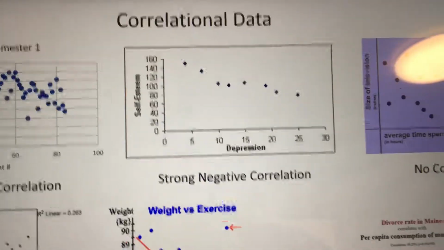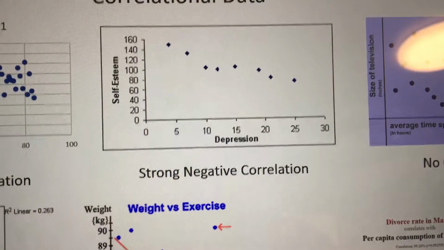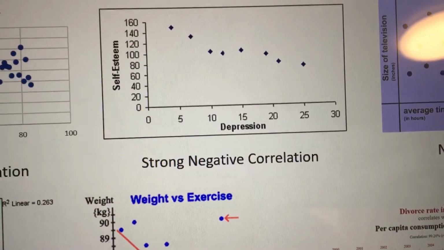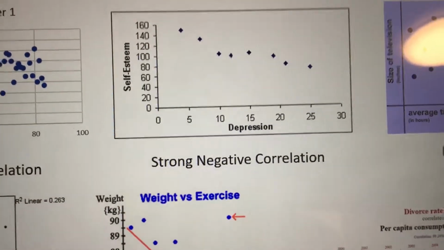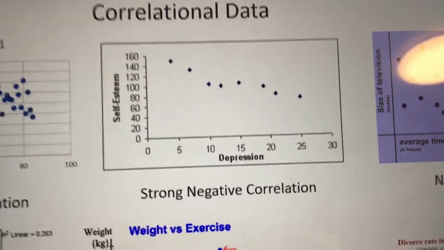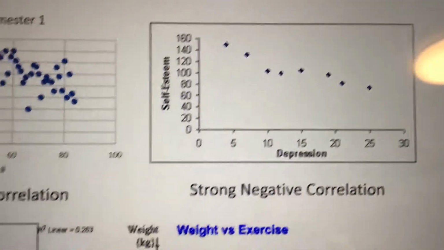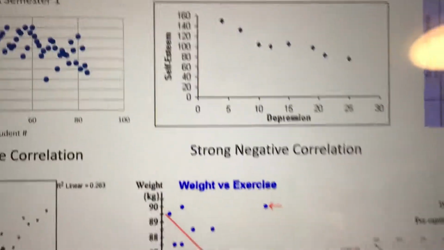For the negative correlations, this one is depression and self-esteem. So you can see as the depression increases on the x-axis, the self-esteem rates decrease throughout the y, which does make sense. And so that's a pretty strong negative correlation because they form a pretty straight line.